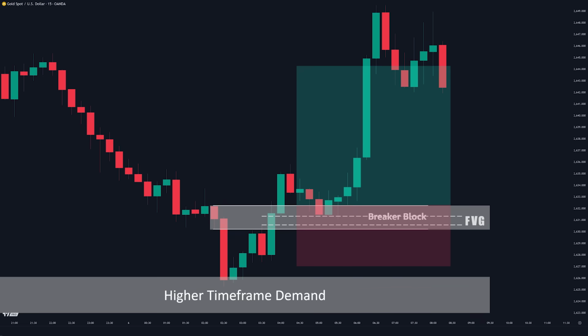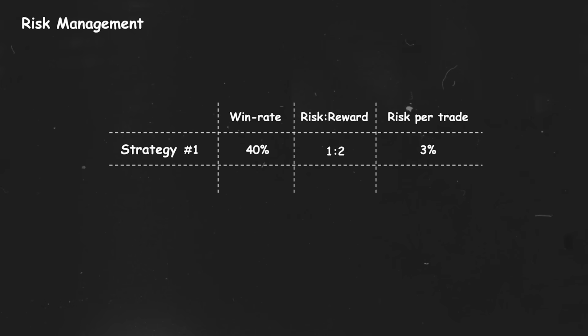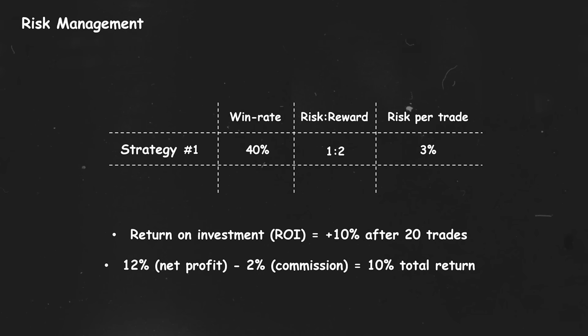It's also important to manage expectations. A strategy with just a 40% win rate, paired with a solid risk-to-reward ratio of 1-to-2, and risking only 3% of your capital per trade, can still yield substantial profits over the long run. You don't need to win every trade to succeed.